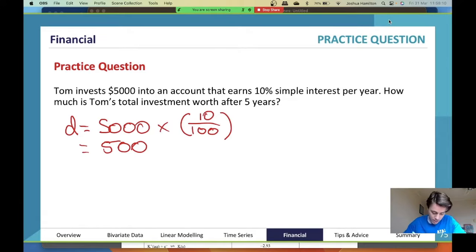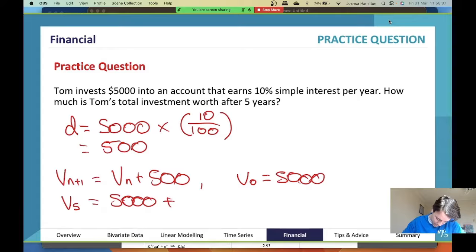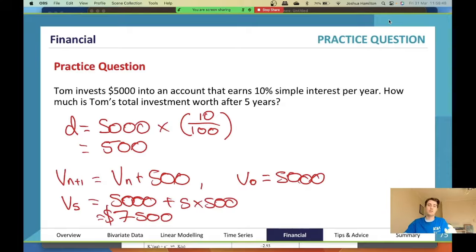So then we have our formula of V_{n+1} = V_n + 500 with V_0 equal to 5,000. So we can just use the nth term here and ask, what are we looking at? 5 years, so V_5 equals 5,000 plus 5 times 500, and we get a value of 7,500.